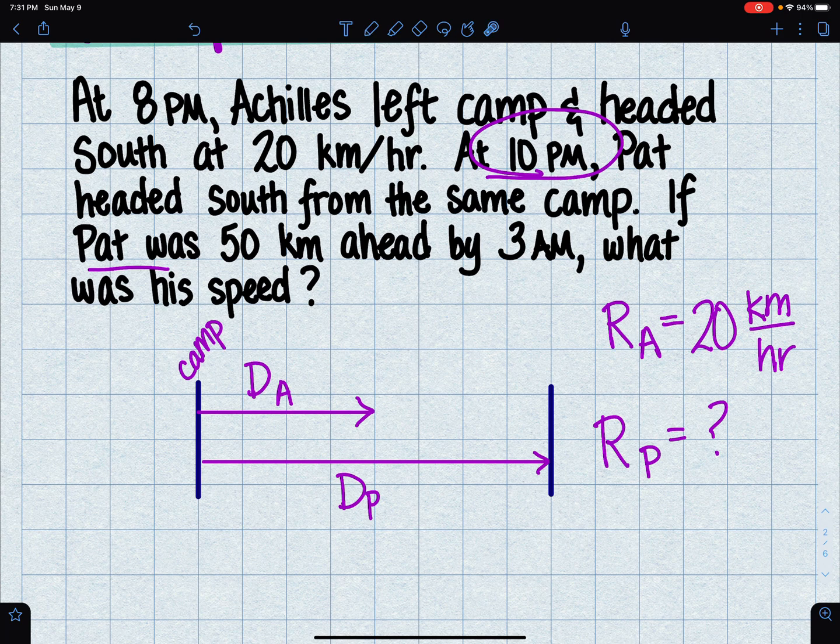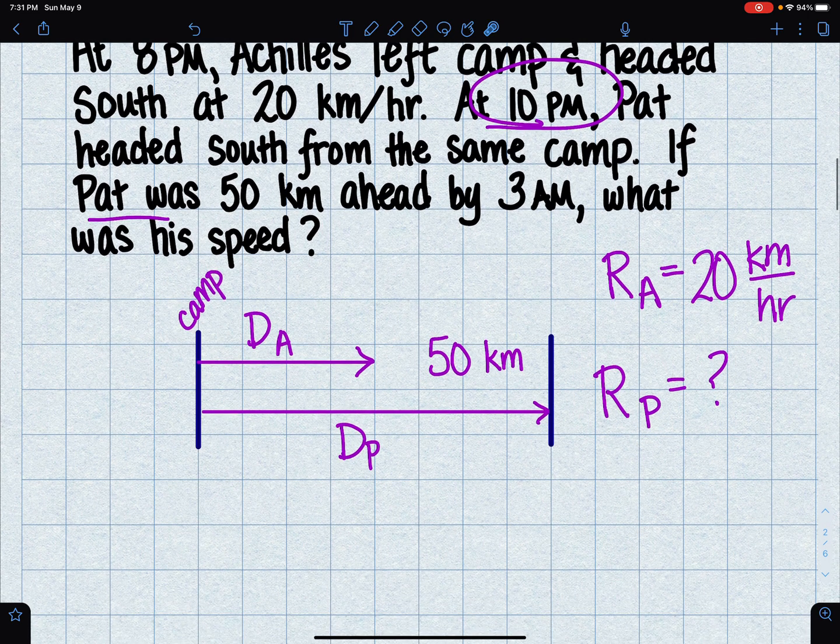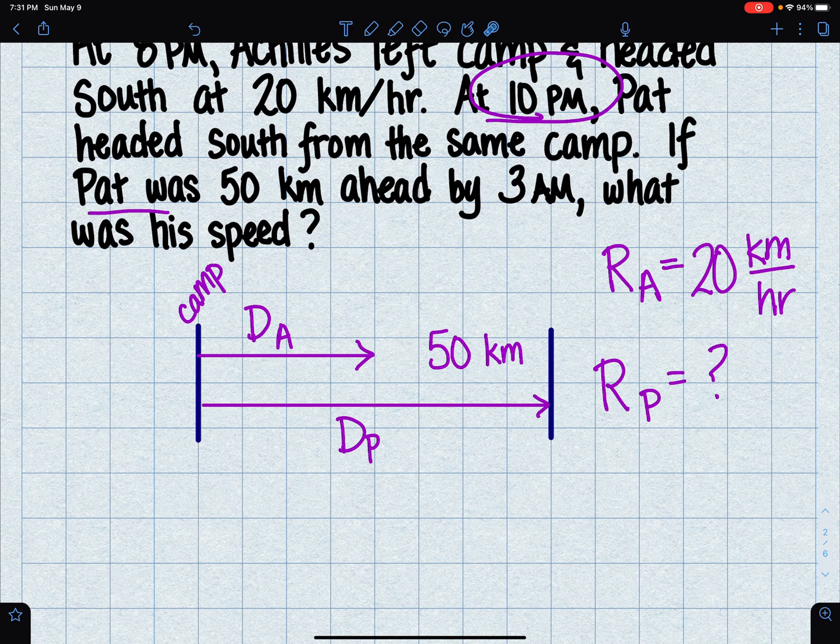And what does it tell us about distance? Pat was 50 kilometers ahead. So where do we put the 50? We put it here, 50 kilometers, because Pat, when he gets to this point, is 50 kilometers ahead. That's that 50. So if Achilles had gone another 50 kilometers, he'd be the same as Pat. And then it wants to know what is his speed, which is asking what is the rate of Pat. Okay, so I changed the name from Patroklos, which is probably something related to Achilles. I don't know, but I just changed it to Pat to make it simple.